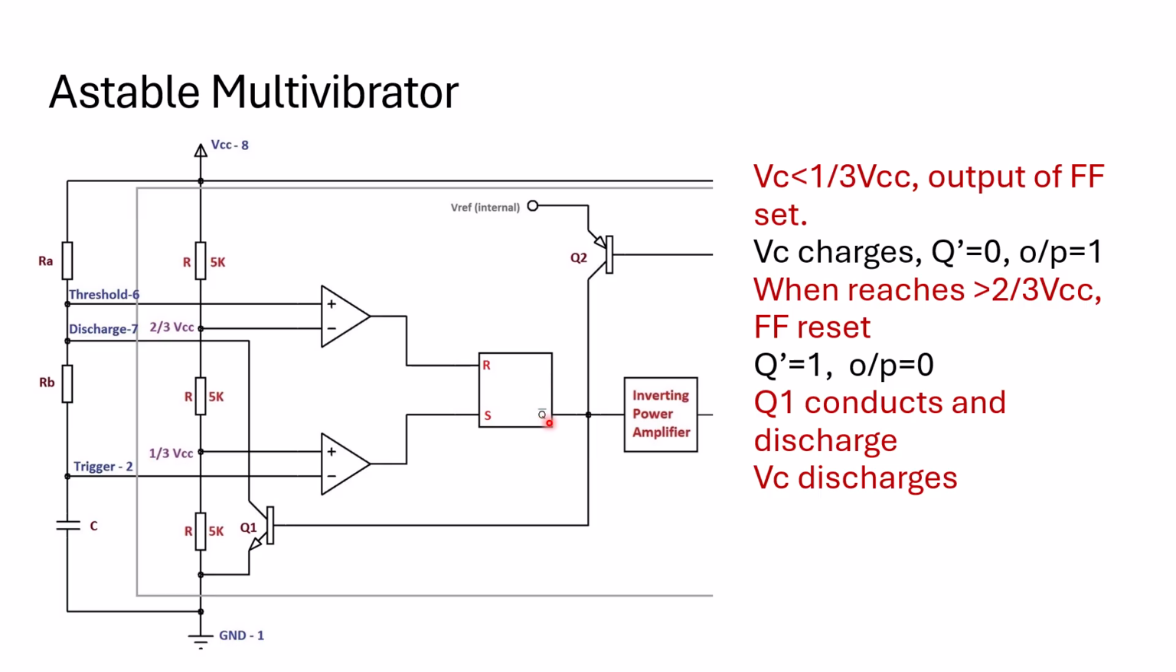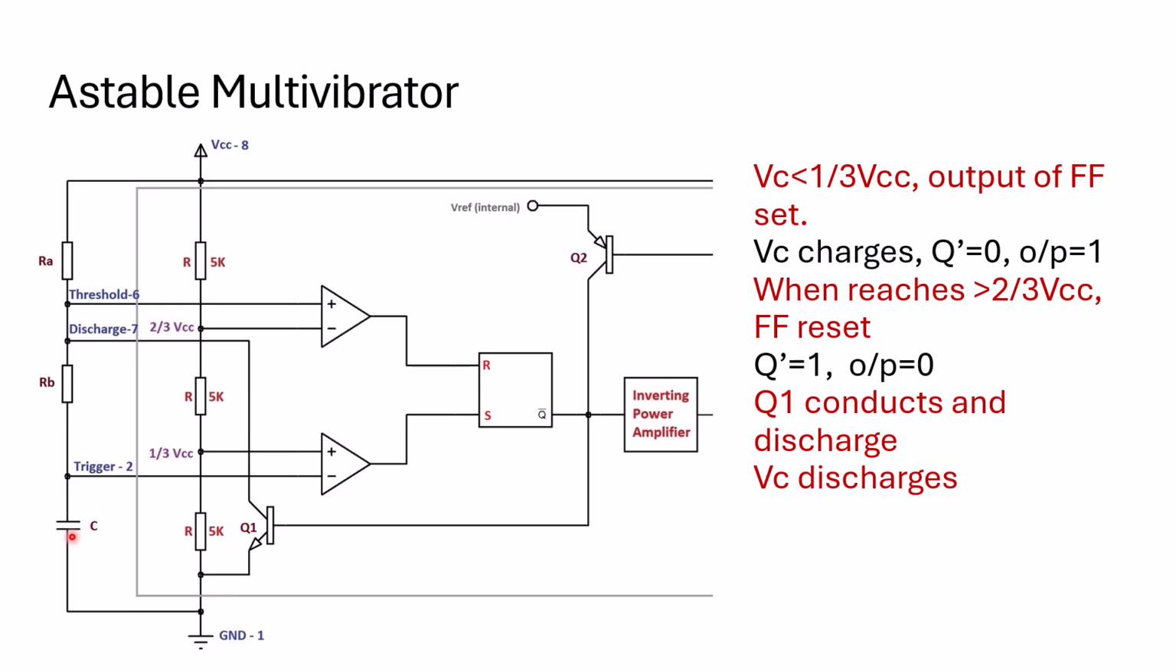Your Q bar will become 1. When Q bar becomes 1, that 1 is fed to this transistor. Transistor will turn to on state. When the transistor becomes on, now the discharge will be enabled. Capacitor will try to discharge. It will discharge to ground. Capacitor will be discharging to ground.